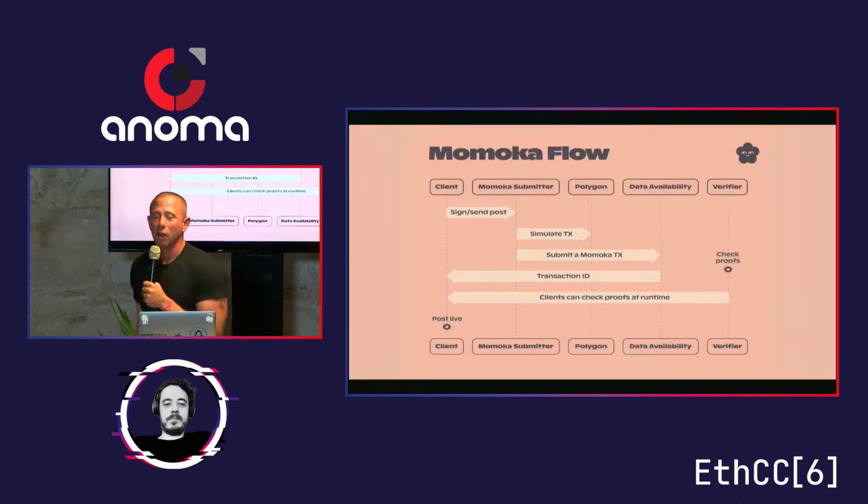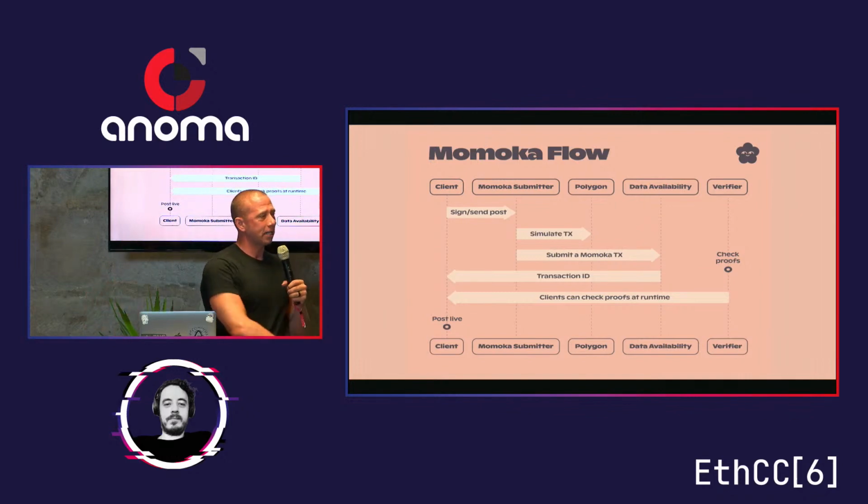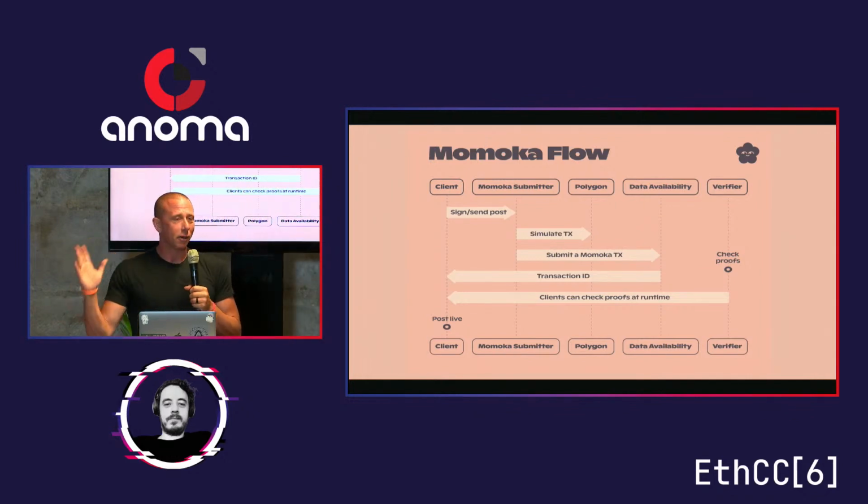And the Momoka flow looks something like this. In the past, you would sign a transaction, post it to Polygon. That's it, right? And then you would have an indexer pick that up, and you would query from it. The new flow introduces these two new components, a submitter and a verifier. The user signs a transaction, sends it to the submitter. The submitter then takes over from there.